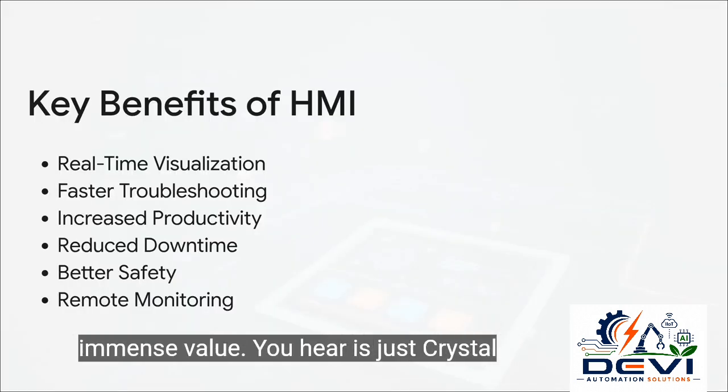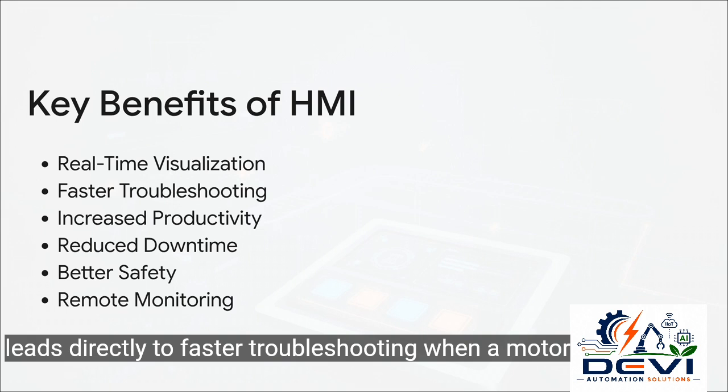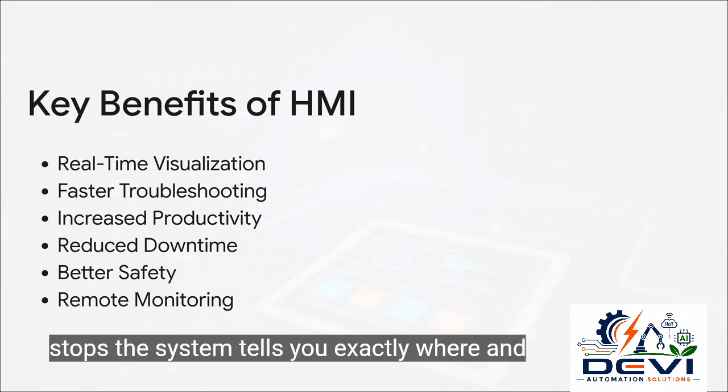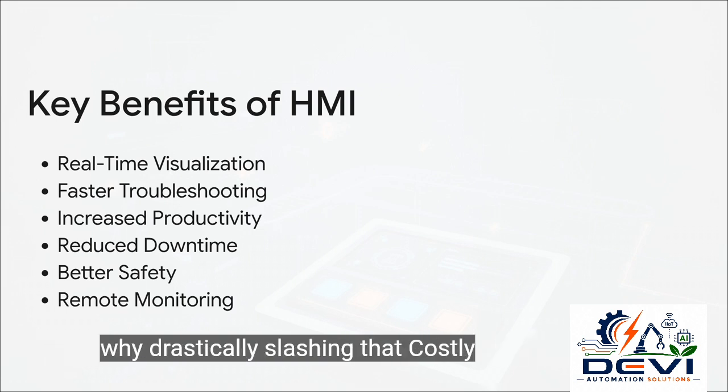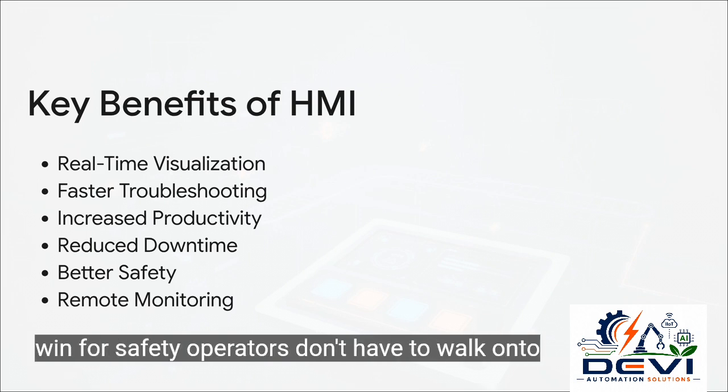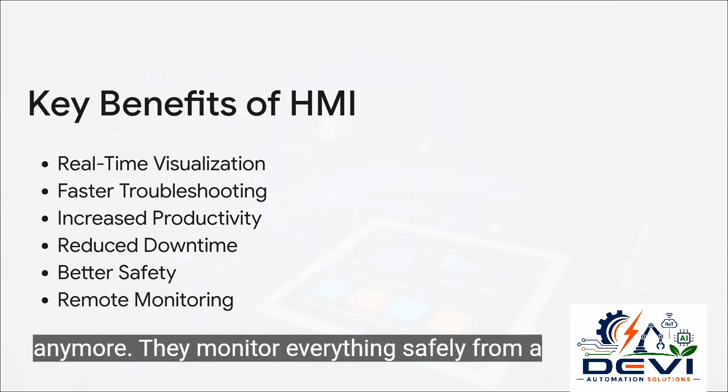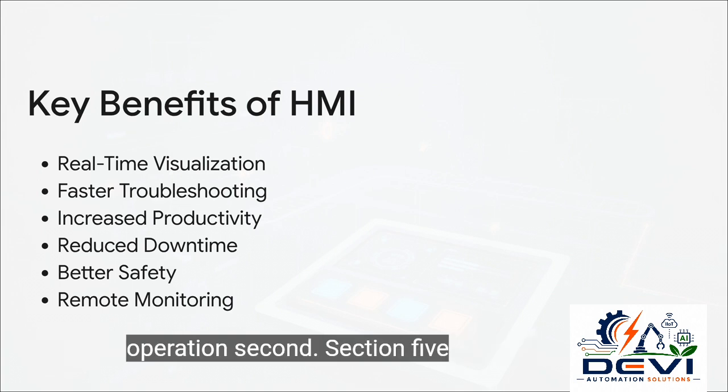The immense value here is just crystal clear. First off, operators get real-time visualization. They see exactly what is happening the second it happens. And that leads directly to faster troubleshooting. When a motor stops, the system tells you exactly where and why, drastically slashing that costly machine downtime. Plus, it is a huge win for safety. Operators don't have to walk onto a hazardous factory floor just to read a gauge anymore. They monitor everything safely from a remote control room, which ultimately drives up productivity across the whole operation.